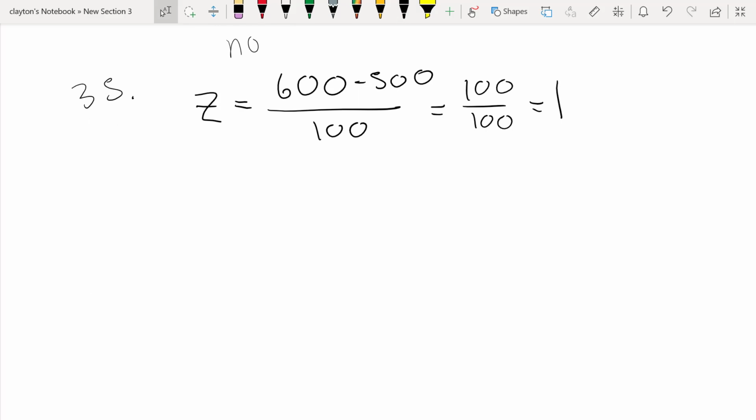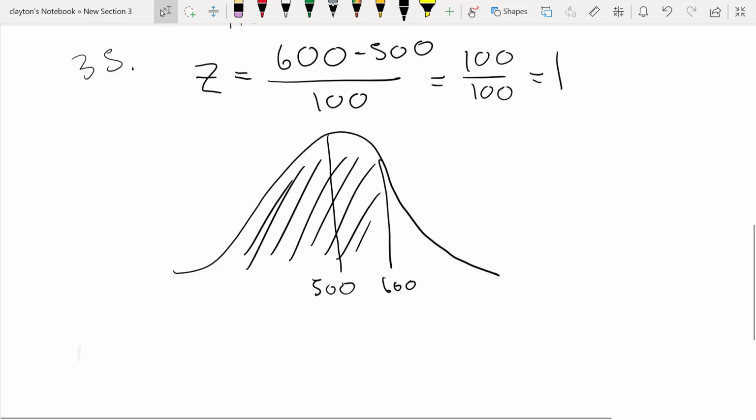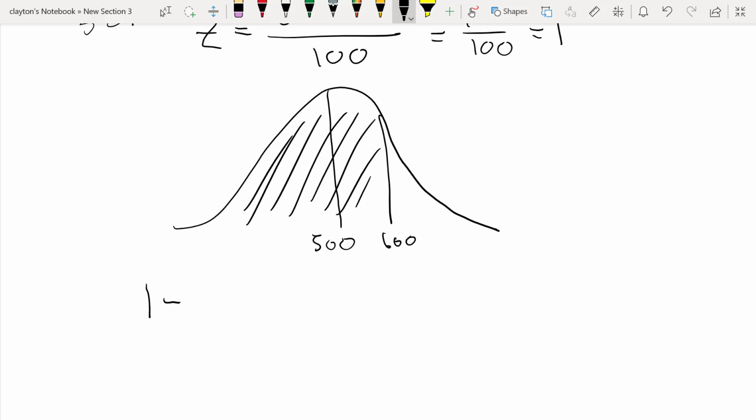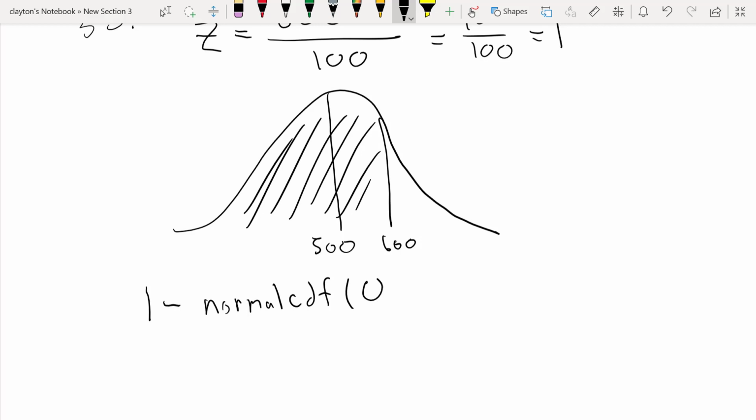So let's use the standard normal. In this case, we need to be careful because our normal distribution right now, let's say this is our mean of 500, and we have our 600 value over here. Well, if I do normal CDF, it's going to give me everything to the left. And this is everything less than. So what I'm going to have to do is, I want the complement, so 1 minus the normal CDF of, and again, you can use either of the options. You could use lower bound 0, upper bound 600, mean 500, standard deviation 100. This is an option.